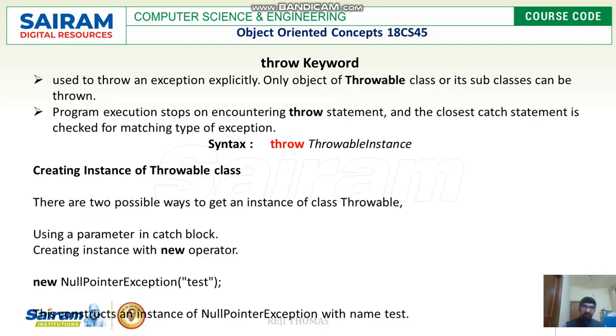So let us see the throw keyword, which is used to throw an exception explicitly. This can be done from our side. If we want to throw an exception, not from the system side, we can do it using the keyword. So the syntax is going to be throw. Throw is the keyword, and you can use throwable instances.